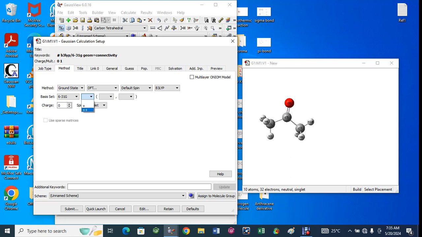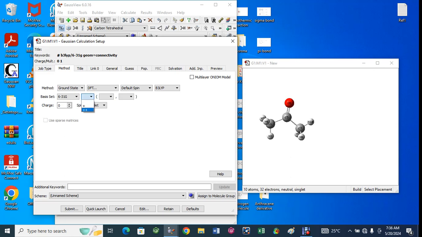But if I'm selecting the plus plus that we have here, it means that I am adding diffuse functions for both the heavy and the light atoms. That is carbon, carbon, oxygen, and the hydrogens that are present in the system would all be treated as diffuse functions. So the functionality would affect both the carbons and the hydrogens. But selecting the single plus means that the functionality will only affect the heavy atoms that are present in the system.